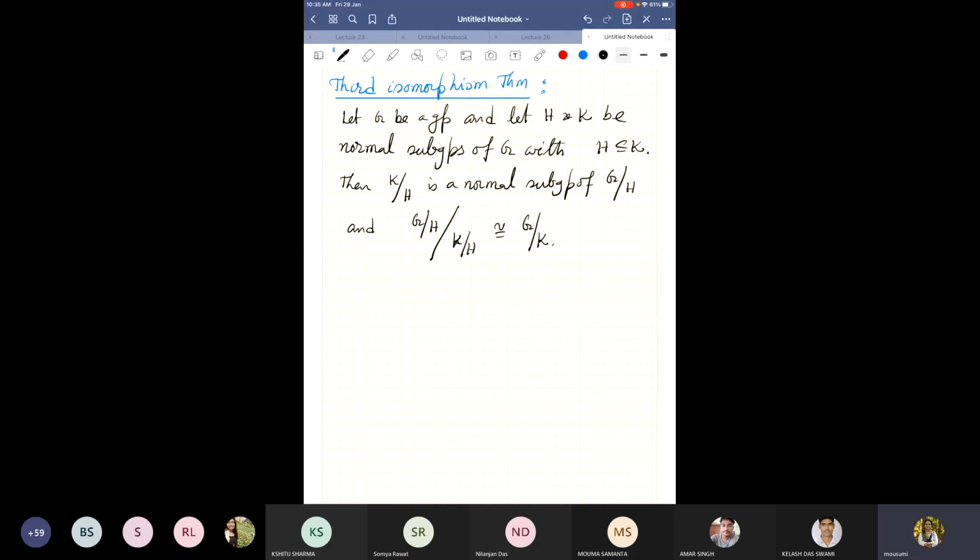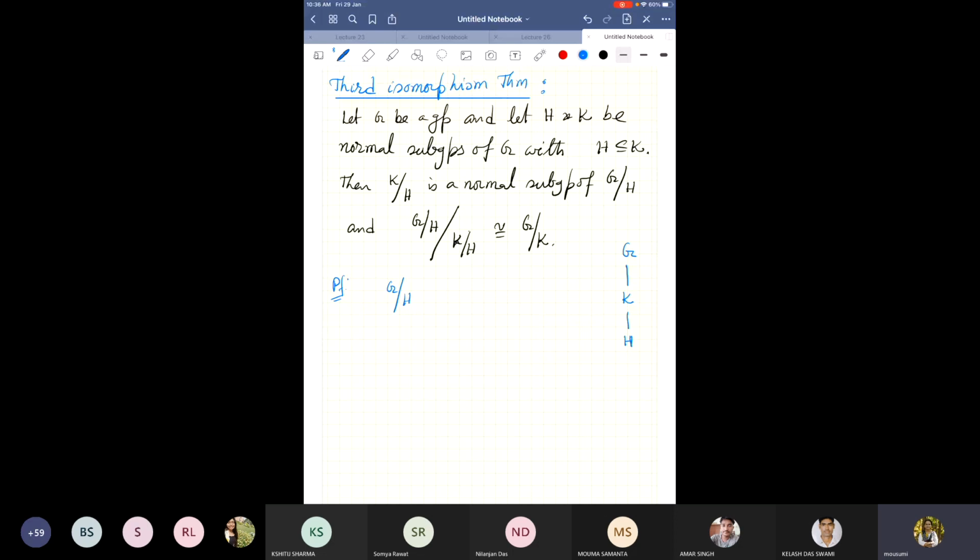Okay, so what does the statement say? Let me first tell the statement. I have this group G, and then I have subgroups such that K is a subgroup of G and H is also a subgroup sitting inside K. So I have this tower of subgroups. Then it says that K quotient H is a normal subgroup of G quotient H.